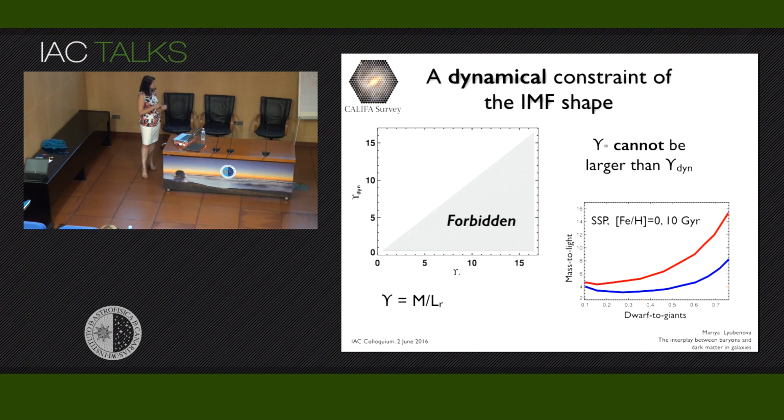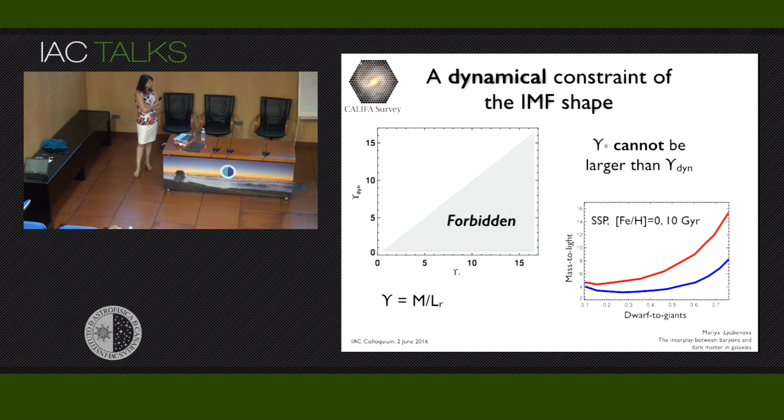And so here what I've been plotting is predictions for the mass to light ratio for a single stellar population with that metallicity and age for two different IMF shapes, and this is from the MILES models predictions. One is the so-called single power law or unimodal, and the other one is the double power law or bimodal IMF. And you see that at any given dwarf to giant ratio, the mass to light ratio can be significantly different from one to the other, depending on the shape of the IMF in which this dwarf to giant ratio is distributed.